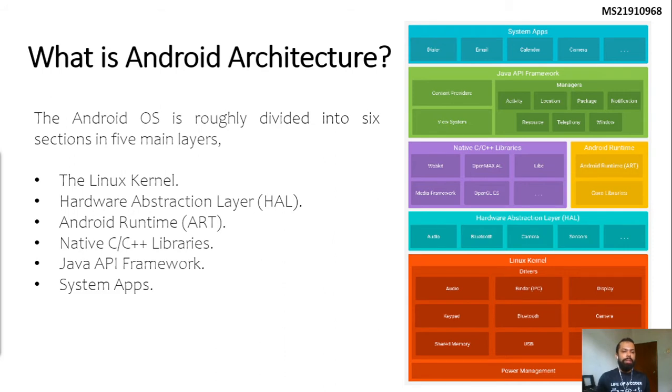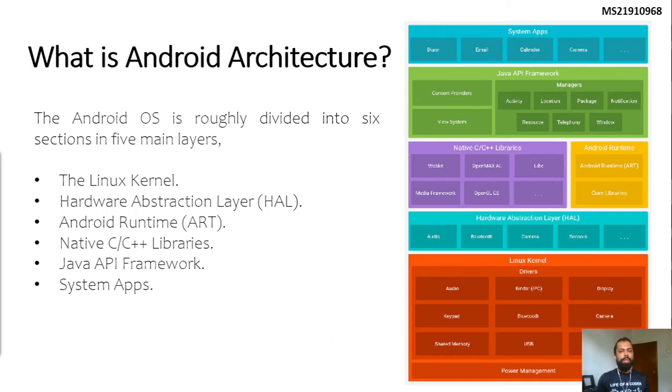The next layer is the native C or C++ libraries. The platform libraries include several C or C++ core libraries and Java based libraries such as Media, Contacts, Surface Manager, and OpenGL to provide support for Android development.